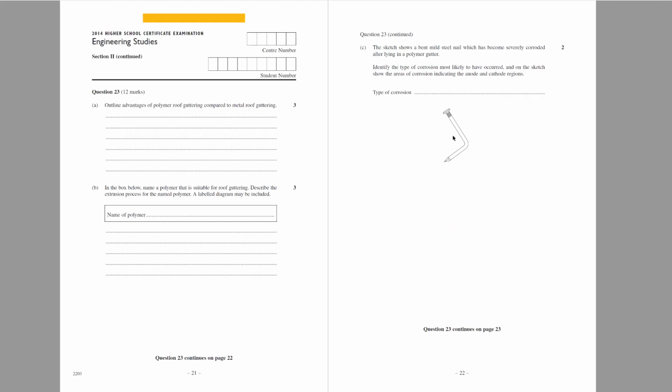Yeah, I apologize. Outline the advantages of polymer roof guttering. Okay, it doesn't need to be painted. You can include the color when you make the plastic, so the color might not fade. Plastic doesn't corrode.